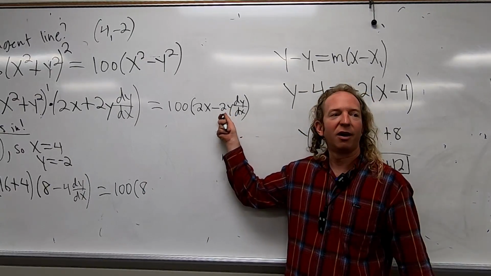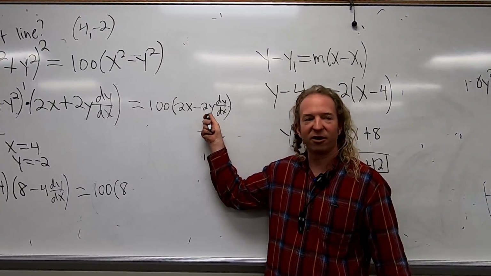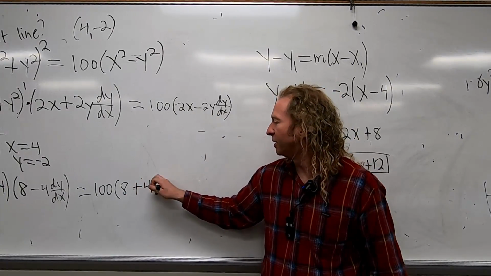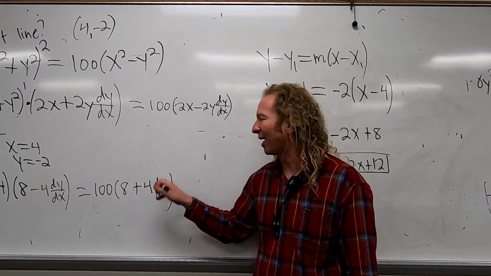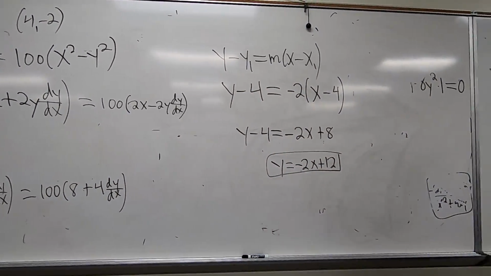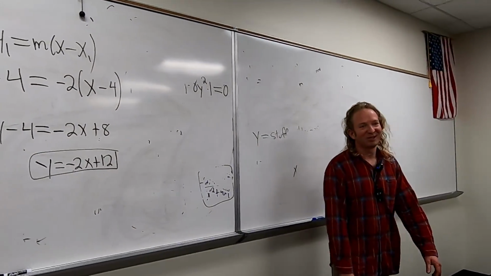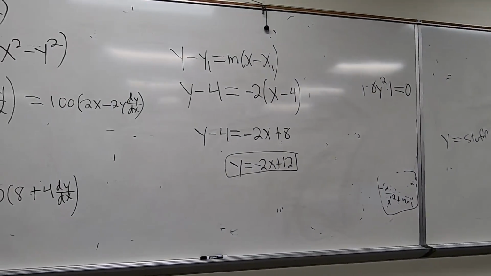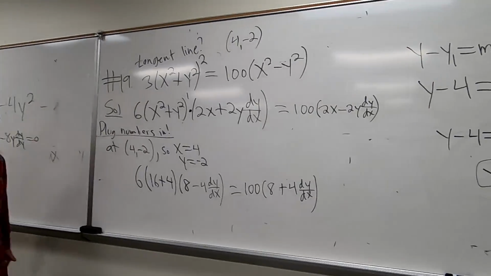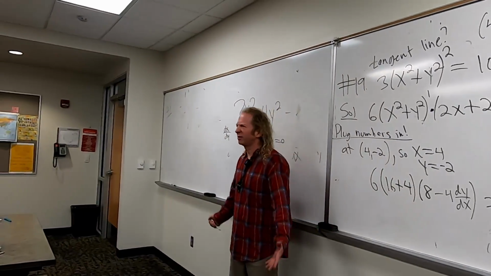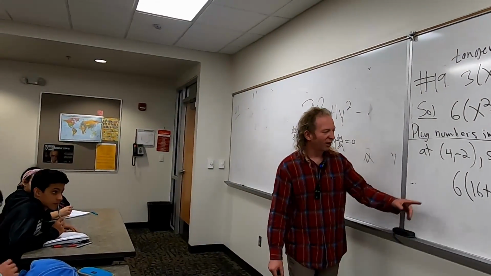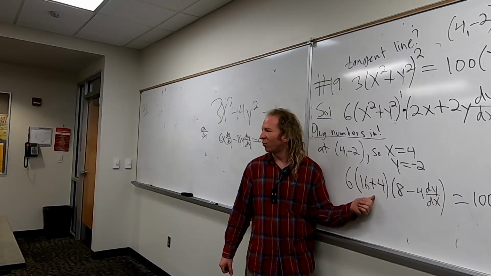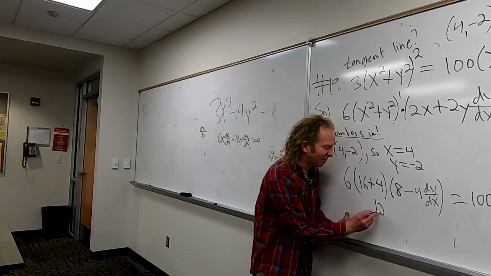What's this going to become? A positive 4. Everyone see why? Because it's negative and negative. So plus 4 dy dx. Wow, this problem is ridiculous. Feels harder than the last one, right? Yeah, it's way harder. It's good stuff. Any questions so far? We got time today, I think. Okay. Let's skip some more steps. This is 20, right? So 6 times 20 is 120, right? So 120.